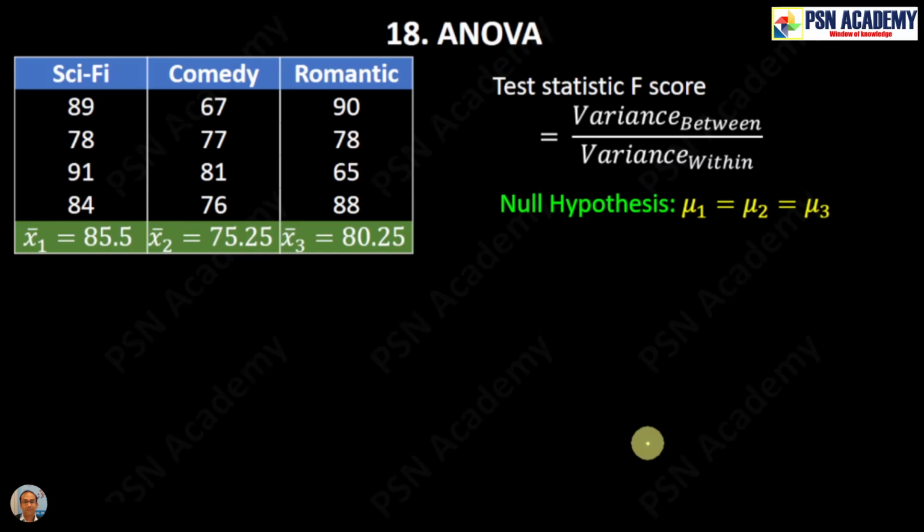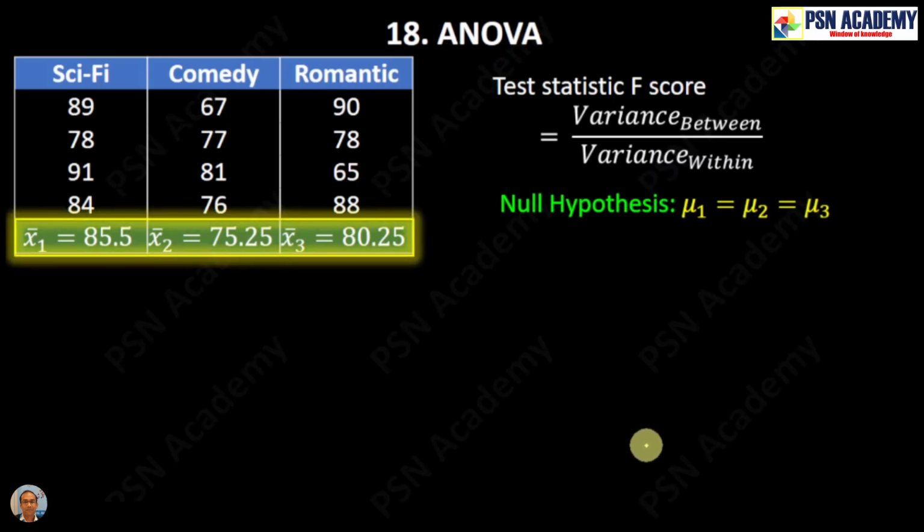Now we go with variance between. Before variance between, first we go for variation between, and for that we need these 3 means. We do not need this data, we need the means only. And along with that, we need a grand mean. That means x1 bar plus x2 bar plus x3 bar will be added together and divided by 3, and this will give you the grand mean, that is x double bar.